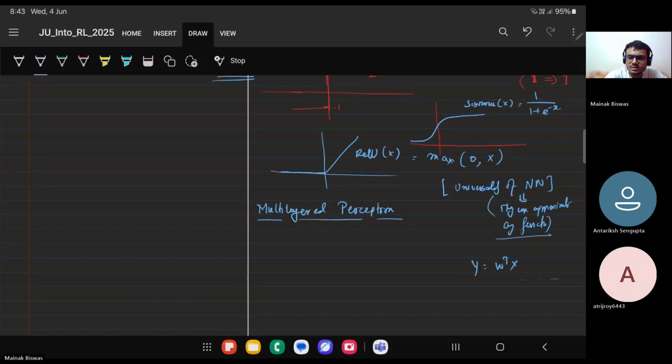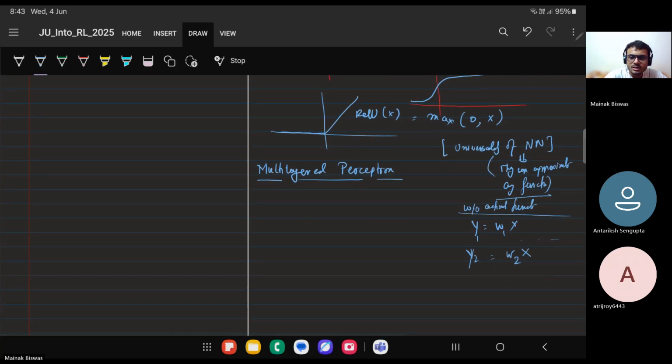Say Y1 and W2, without an activation function. This is the linear algebra you need to know. Say W1 transpose X, and Y is W2 transpose Y1. Here these are matrices, say W1X and W2Y1. So now just put the value of Y1 over here: W2 W1 X.